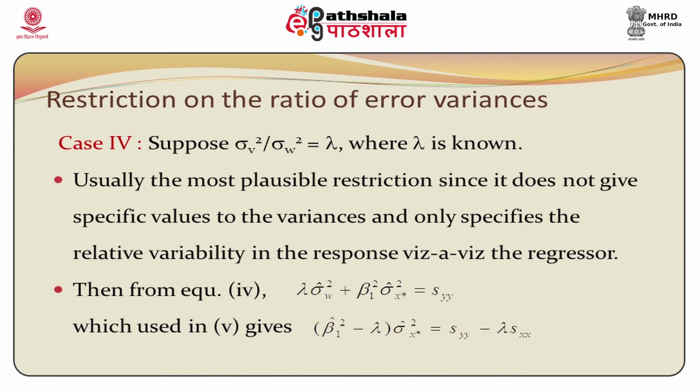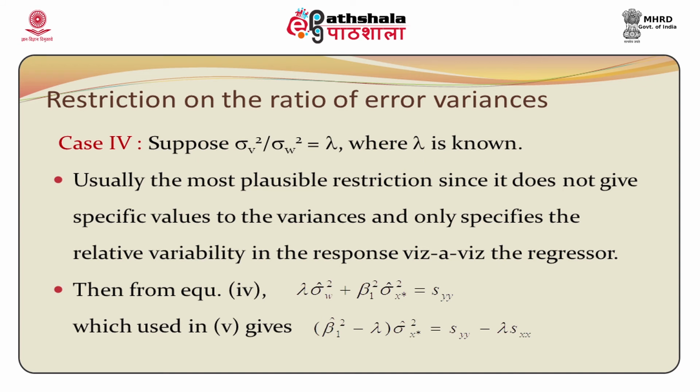Now, once we can assume this, if we substitute sigma v square in equation 4, writing sigma v square as lambda times sigma w square, we get lambda sigma w square plus beta 1 square sigma x star square is equal to Syy. Now, subtracting lambda times equation 3 from this, we have beta 1 square minus lambda times sigma x star square is equal to Syy minus lambda times Sxx.